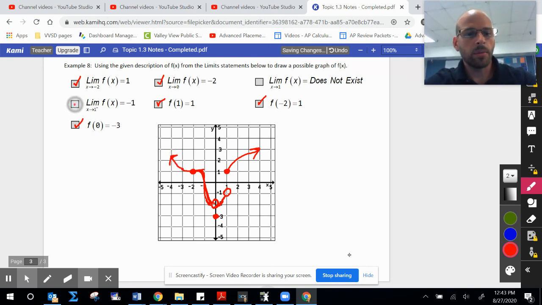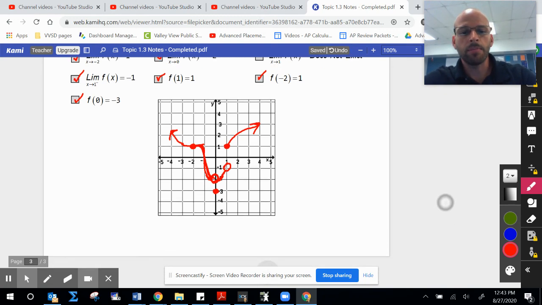So again, I double check. All my points are in the same place. -2 from the left and right goes to a y value of 1. 0 from the left and the right goes to a y value of -2. And then the limit at 1 does not exist, with the left-hand side going to the y value of -1. So that would be my graph.